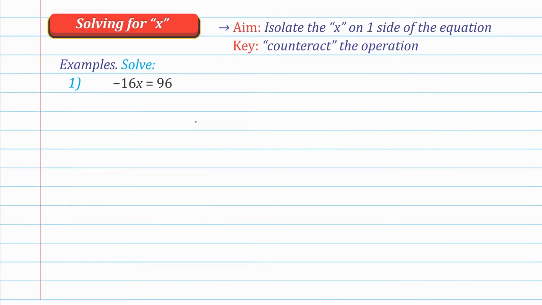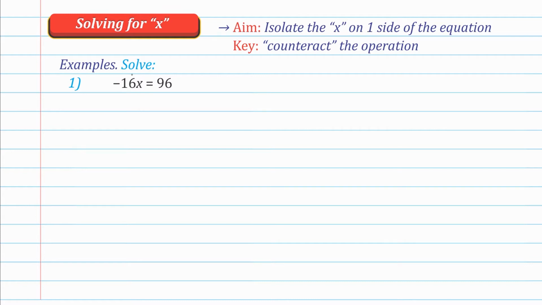Now let's try to solve for x in these examples. Example number 1, we're asked to solve negative 16x is equal to 96. Recall, our aim when solving for x is to isolate x on one side of the equation. Now, looking at the left side of the equation here, as you can see, together with x is negative 16. We don't want negative 16 there.